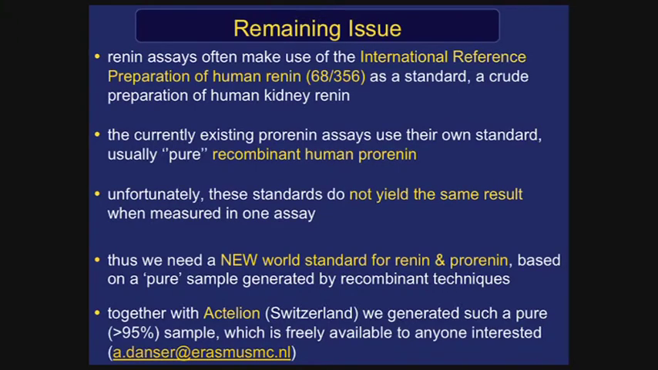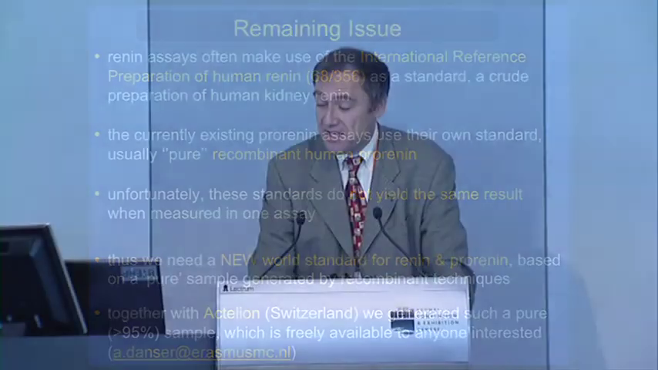And in fact, we have been working on that recently in close collaboration with the Swiss pharmaceutical company Actelion. At this stage, together with them, and in fact the work was done at Actelion, we have generated a pool of large amounts of both pure renin and pro-renin, which give the same result in the two assays. It is freely available to anyone interested in these assays, and I've put my email address here in case you would be interested in working with this.